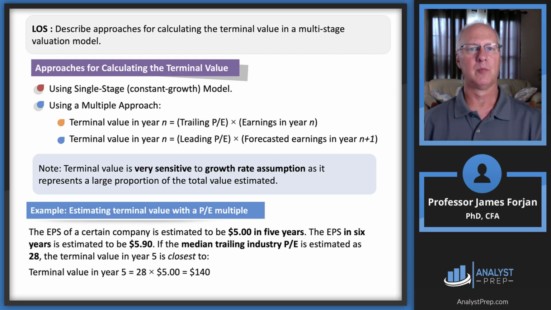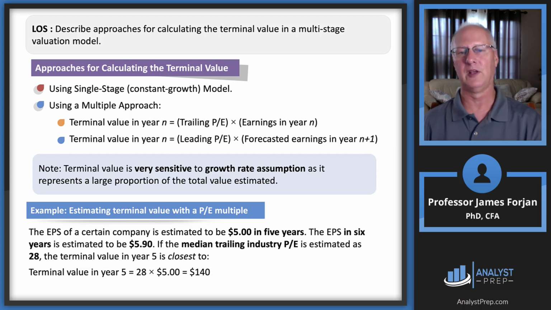Now, how are we going to approach our computation of terminal value? We're going to do it either single stage or in the multiple stage approach. And we can do this using some of our multiples that we've used for a long time, all the way going back to level 1. So look in the bolded blue there. Terminal value is super sensitive to the growth rate assumption. So here's just a quick example. EPS estimated to be $5 in 5 years. Okay, in 6 years it's estimated to be $5.90.